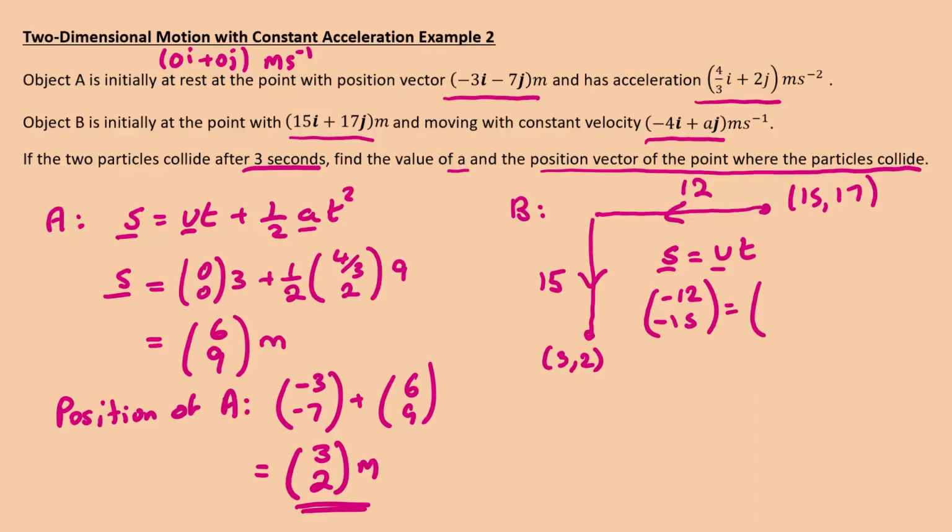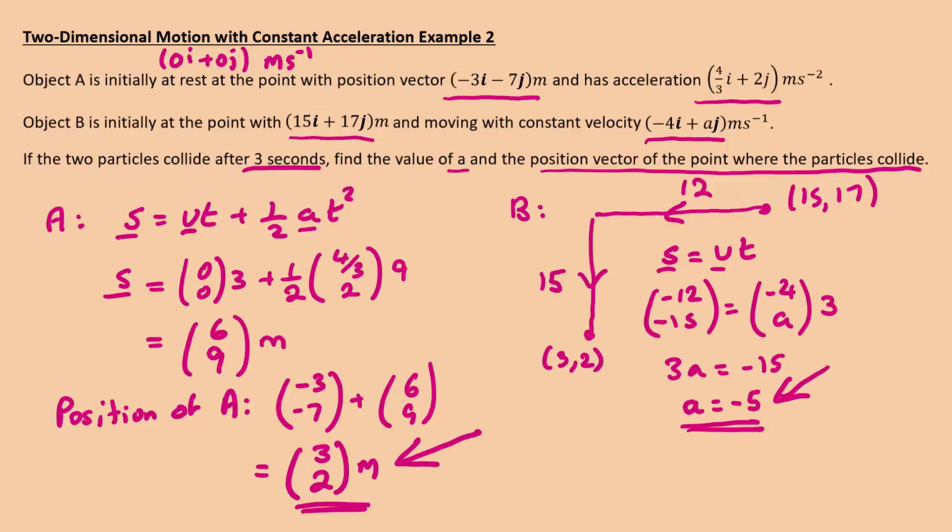and we know that u is -4, a, and that the time taken was 3. So that tells me that 3a = -15, and therefore a = -5. So we've found the position where they collide, and we've found the value of a.